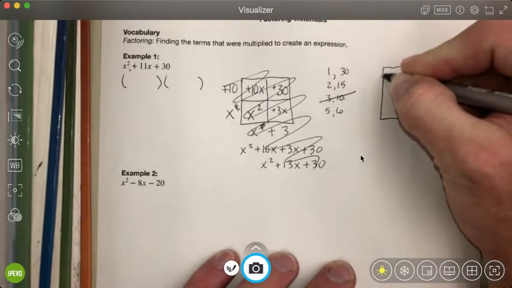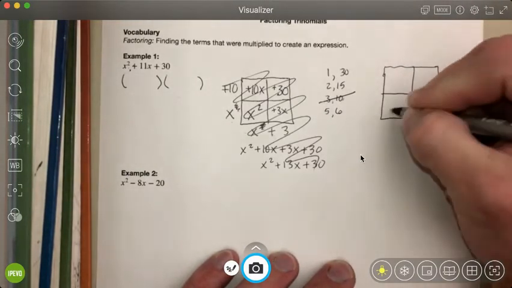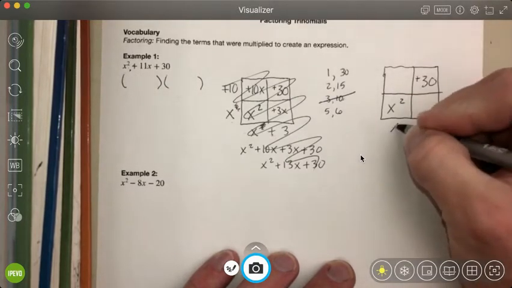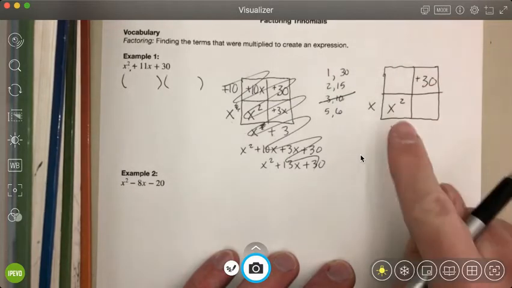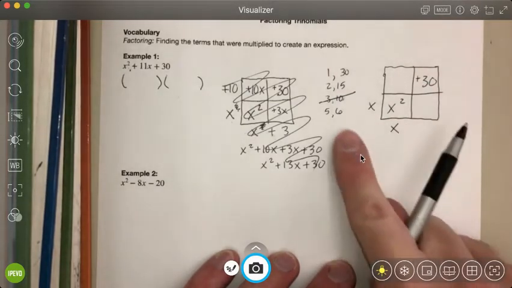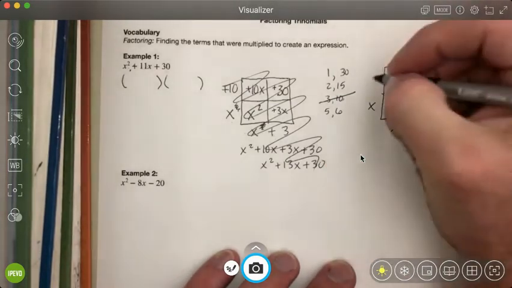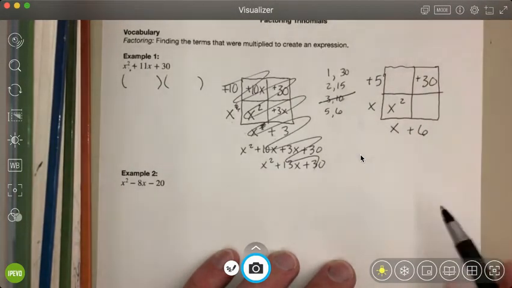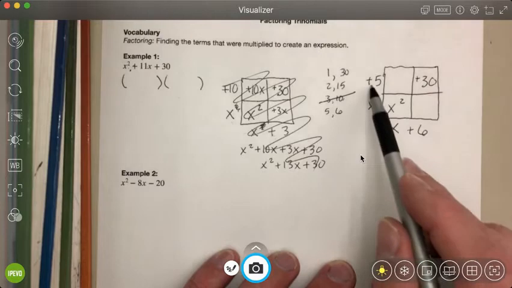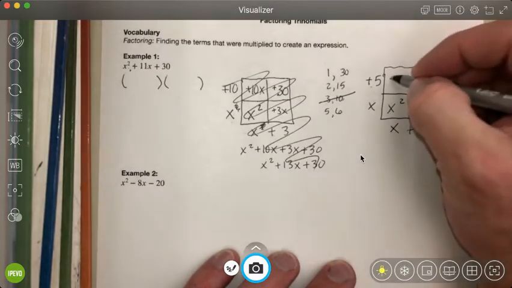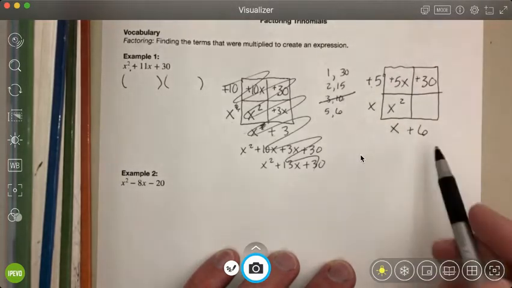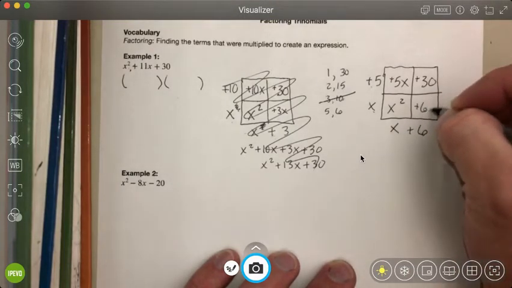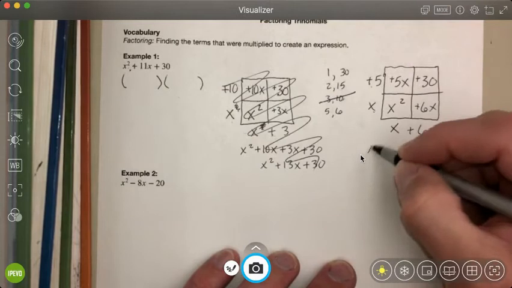So once again, creating my box, here's x squared, here's plus 30. And now x times x gets me x squared. I said I'm testing 5 and 6, so let's do plus 5 plus 6. X times a positive 5 is going to be positive 5x, and x times positive 6 is going to be positive 6x. That's looking pretty good to me.